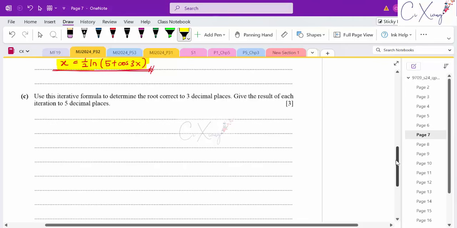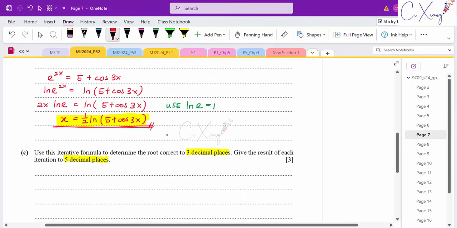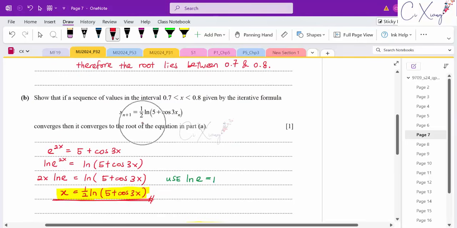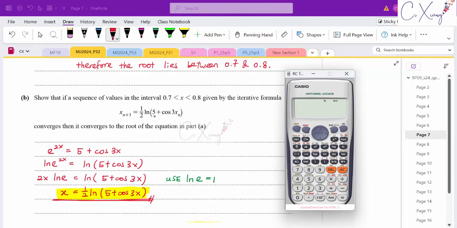For part C, they want you to use the iterative formula to determine the root correct to 3 decimal places, and each iteration should be up to 5 decimal places. To get the answer, first of all, I need to key the iterative formula into my calculator. Let's have a look at the iteration formula here: half ln (5 plus cos 3x).